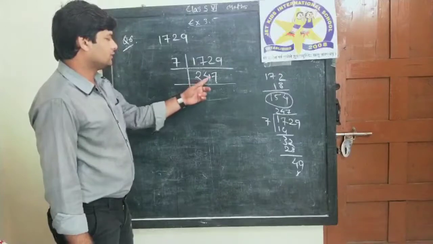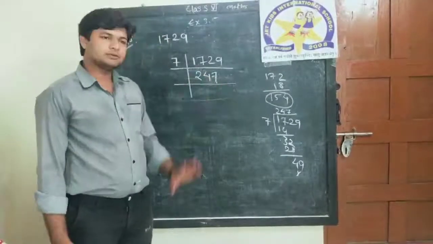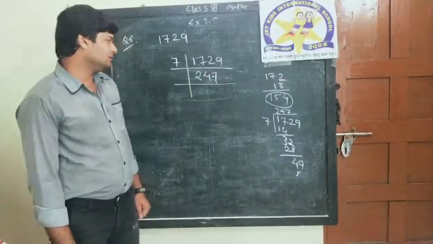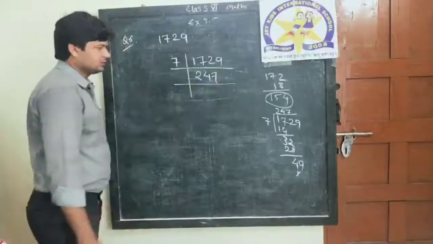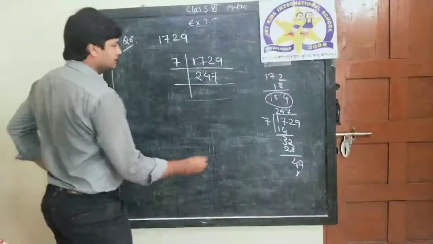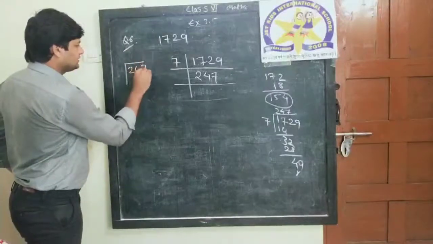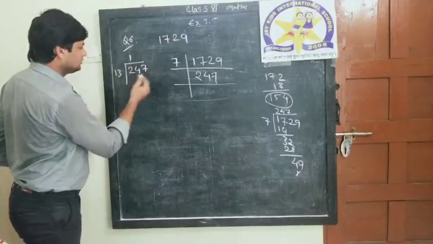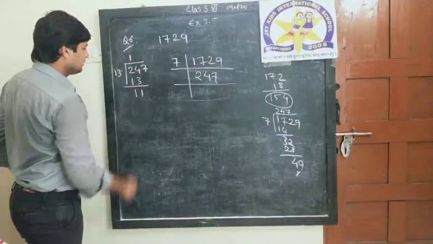Now 12. It is not divisible by 3 and 4. That's why it is not divisible by 12. Is it divisible by 13? 13 ones are 13? Yes. It is divisible by 13. Here, pay attention. 247 divided by 13. 13 ones are 13, because 13 twos are 26. Remainder 11.